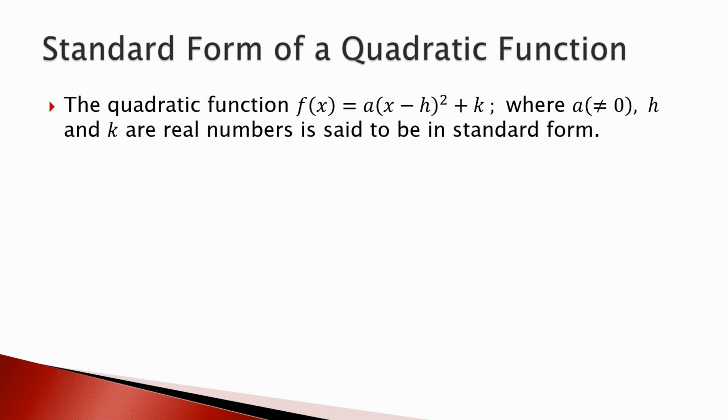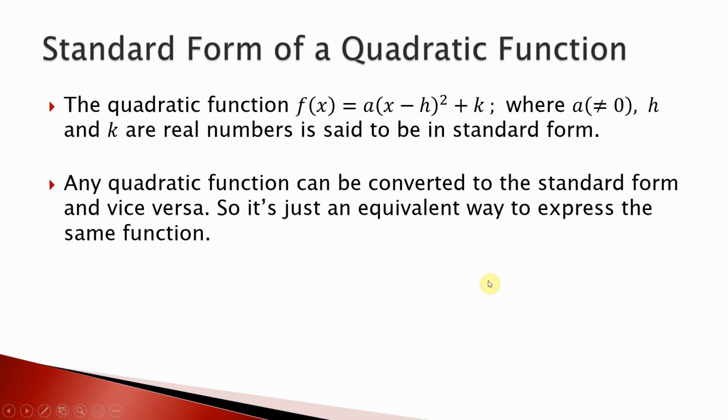Standard form of a quadratic function. A quadratic function f of x equals a times (x minus h) squared plus k, where a is non-zero, and h and k are real numbers, is said to be in standard form. What is important about standard form is it can be readily used to find the coordinates of the vertex and the maximum or the minimum value, and where that maximum or minimum occurs.